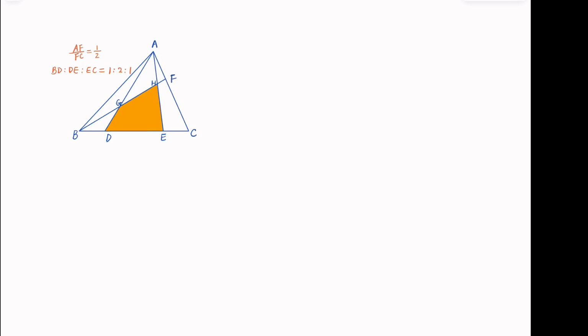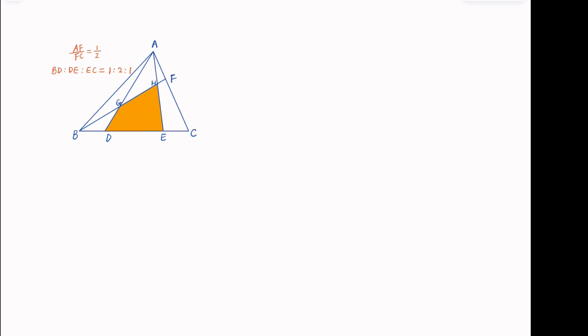In this problem, we are given this triangle with D here. The BD over DC is a 1:1 ratio, and AF over FC is 1/2. We try to find the shaded area, of course, in terms of ABC.